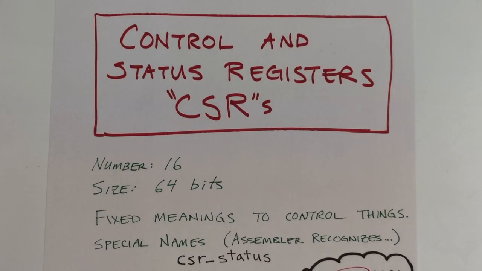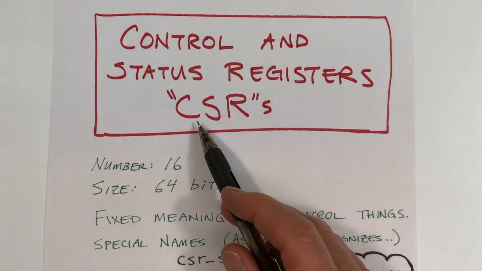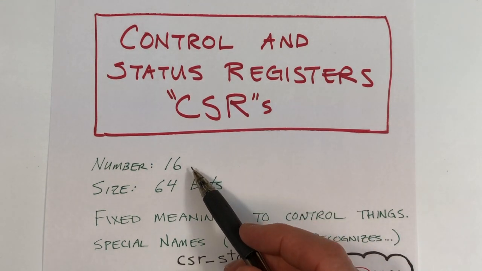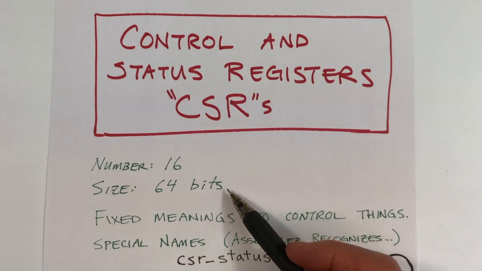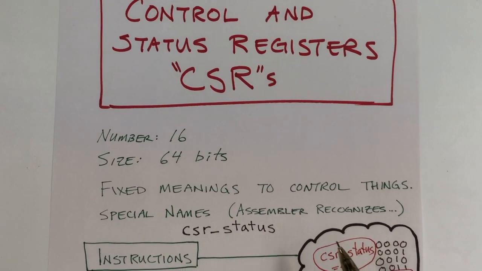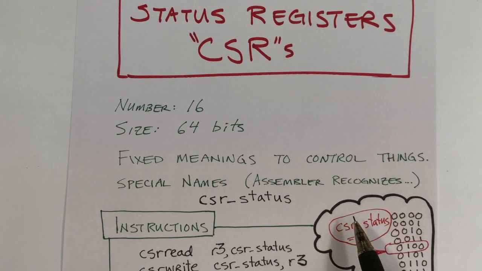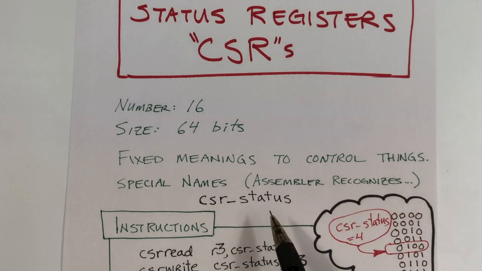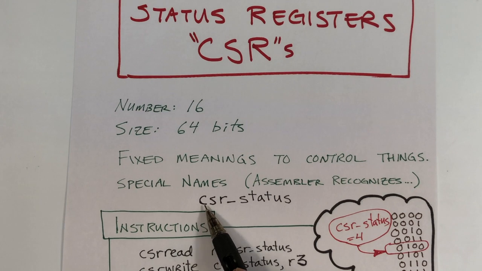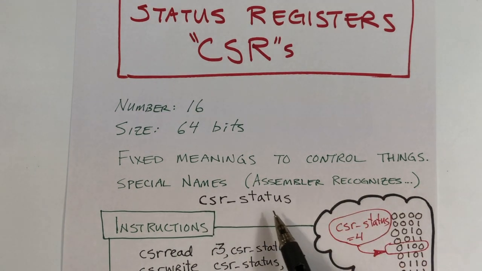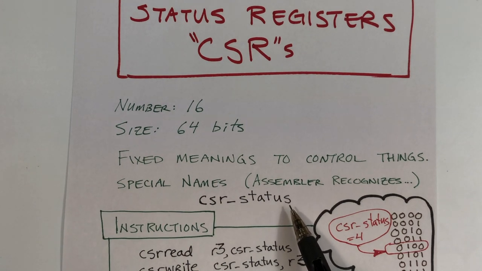In addition to the general purpose registers, the Blitz architecture has a number of control and status registers, which we abbreviate to CSR. There are 16 of these control and status registers, and each is 64 bits. These registers have fixed meanings, and they're used to control the processor in various ways. They have special names, and in Blitz, the name of a CSR always begins with CSR underscore. The assembler recognizes these names, and so that's how we refer to the registers. In any architecture, a particularly important register is the status register. In Blitz, it's called CSR underscore status.